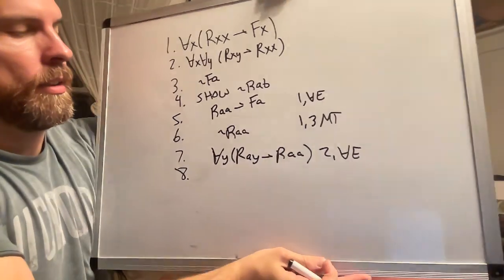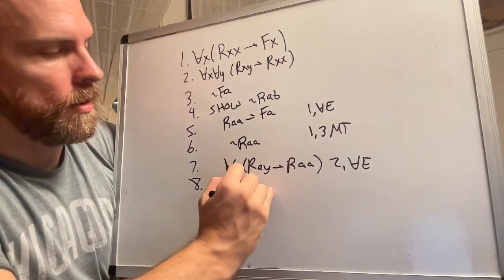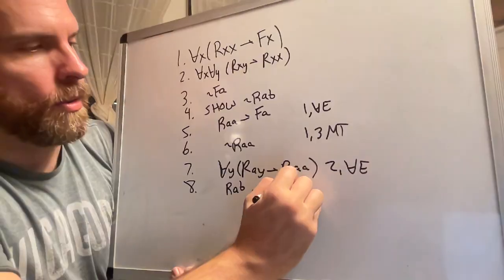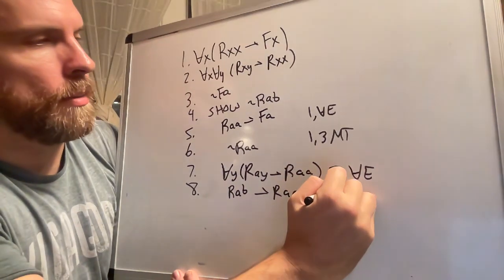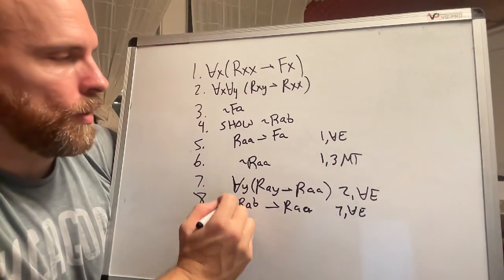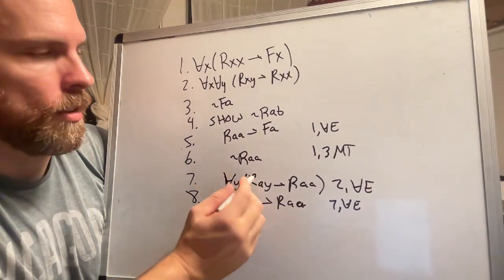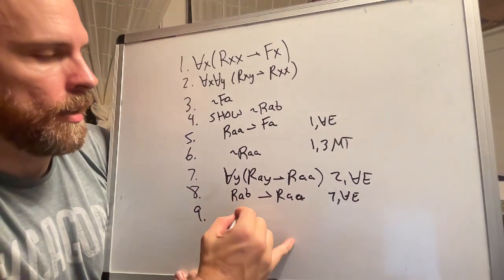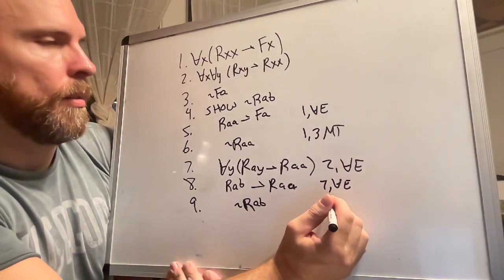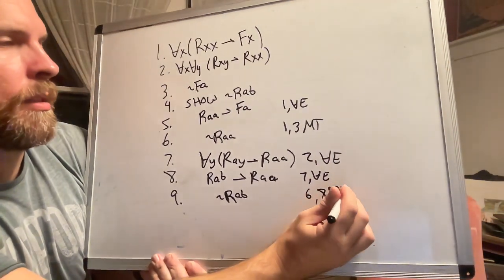So now on line 8, what I'm going to do is drop off that universal quantifier, and I'm going to instantiate it to B. And now I've got if RAB, then RAA, and that comes from 7, universal elimination. Why did I do that? Well, check this out. On line 9, if I connect that not RAA with line 8, then I can infer not RAB. Using what? Our old friend again, at 6 and 8, Modus Tollens.